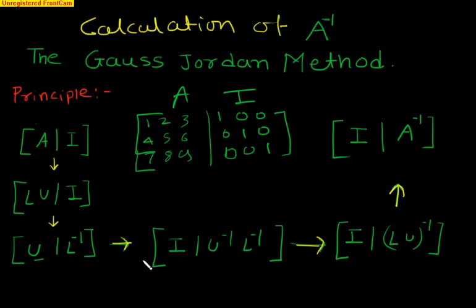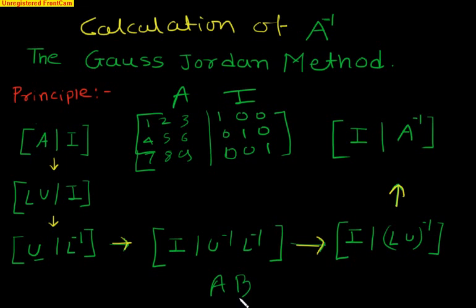Our next step is, I will multiply U inverse to both sides. U into U inverse will be I, and at the right hand side, U inverse L inverse. Then the third step, friends, we have already seen how we can write U inverse L inverse as LU inverse.